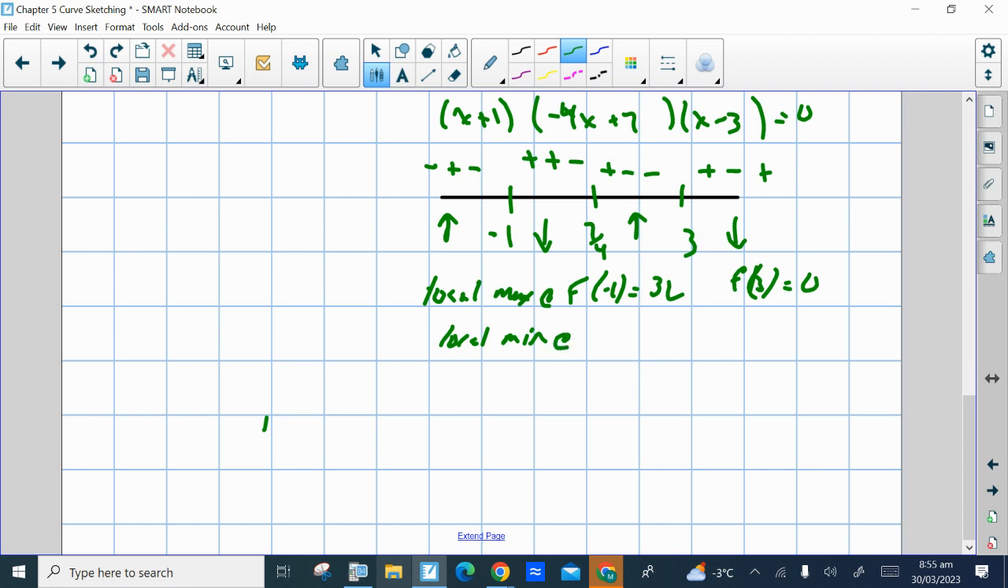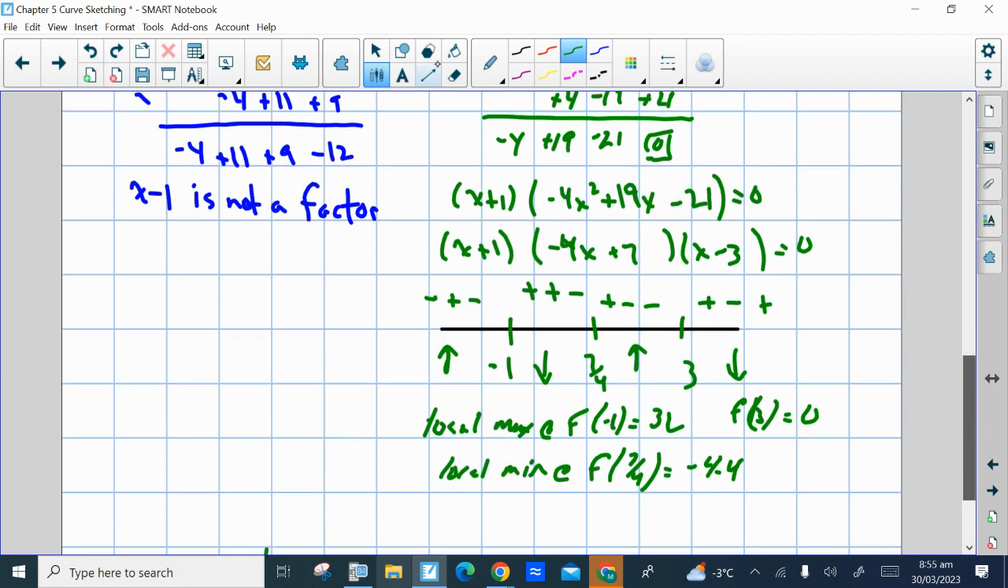Our local minimum will be where x is 7/4, and that point on the graph has a y value of negative 4.4. So we've got everything that we need to sketch this graph.